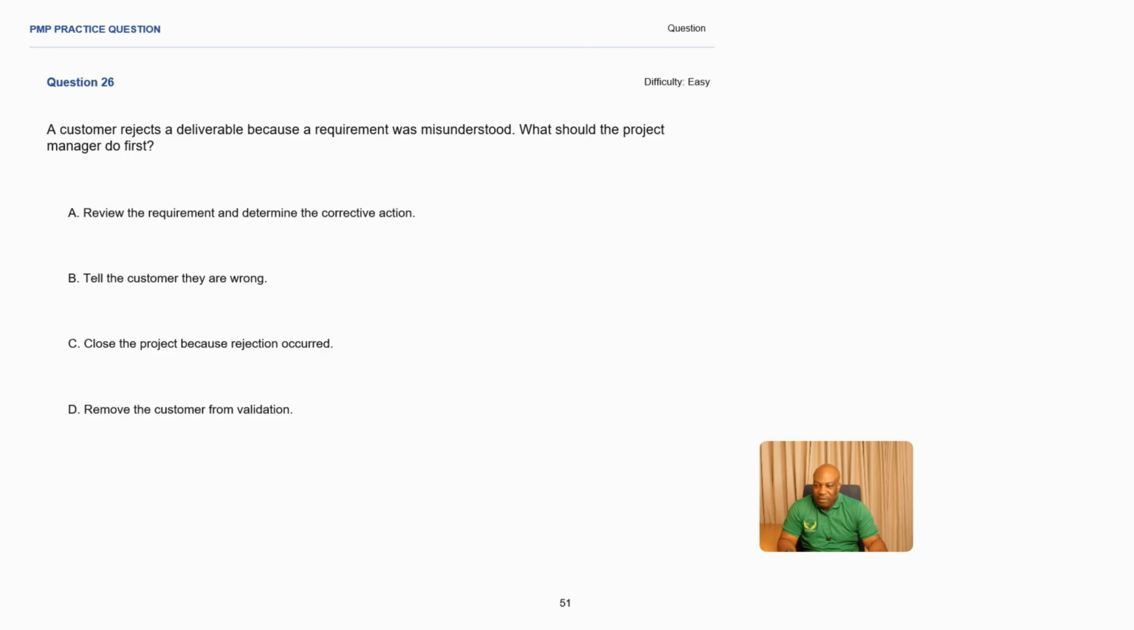Practice question number 26. Okay. A customer rejects a deliverable because a requirement was misunderstood. What should the project manager do first? Okay, so the main word here is first. All right. So, what is our problem statement? A customer is rejecting a deliverable. This is our problem statement because the requirement was misunderstood. So, there was a requirement which was misunderstood by the team, and therefore, the customer is now rejecting the deliverable. What should the project manager do first?